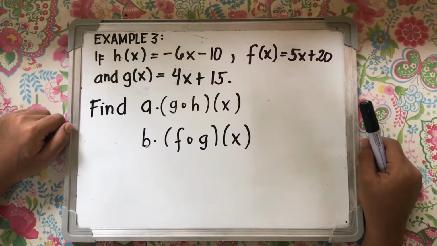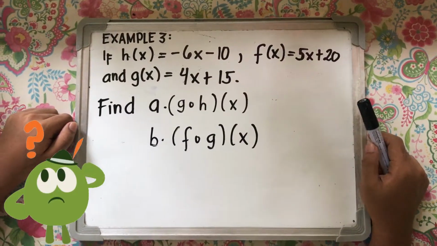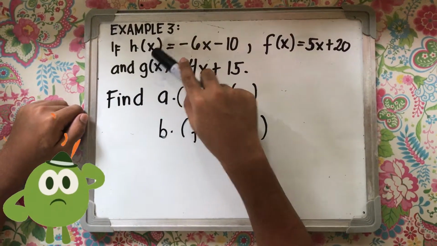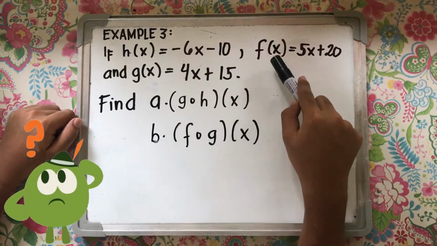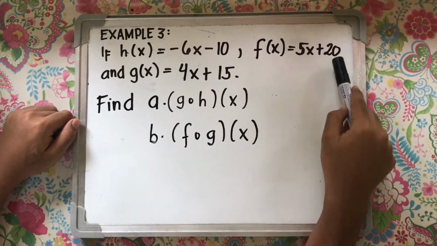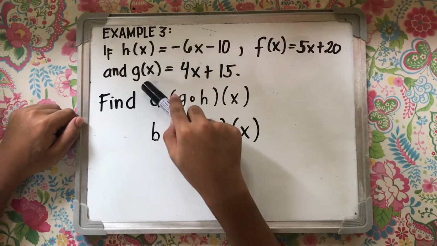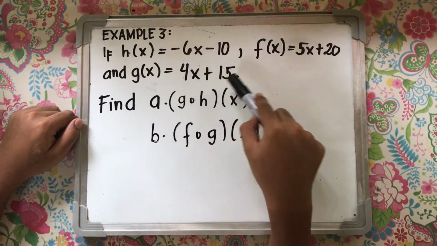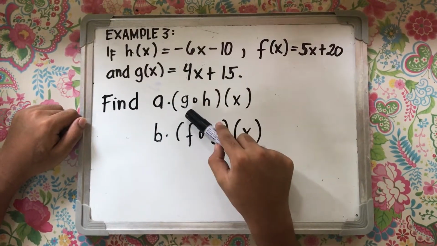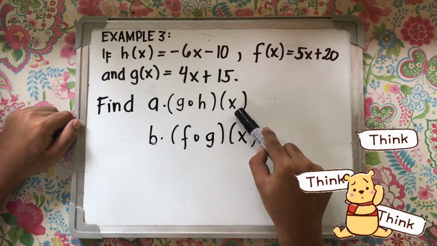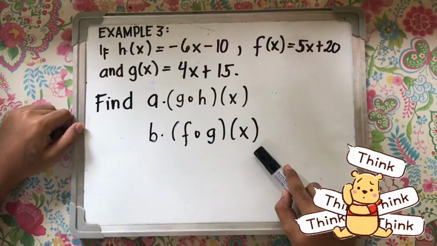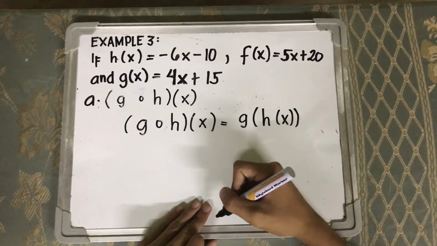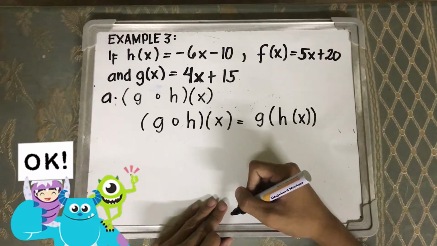Example number 3. If h(x) is equal to negative 6x minus 10, f(x) is equal to 5x plus 20, and g(x) is equal to 4x plus 15, find g composed of h of x and find f composed of g of x. For the last example, there are two compositions needed to be solved.